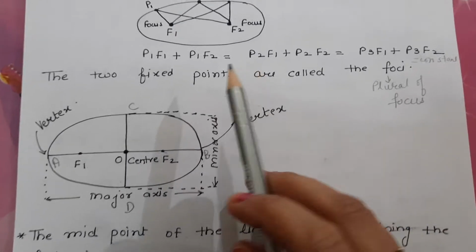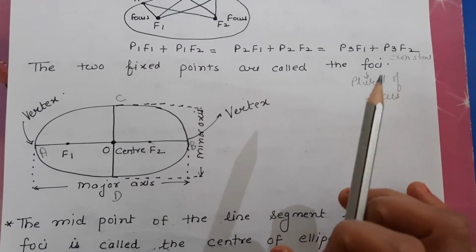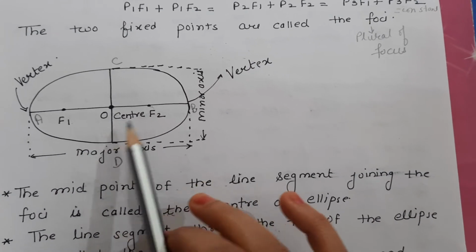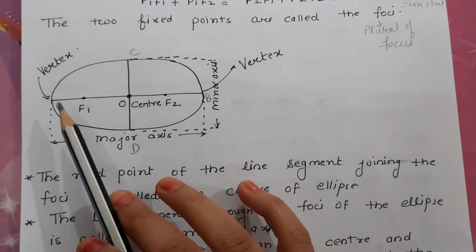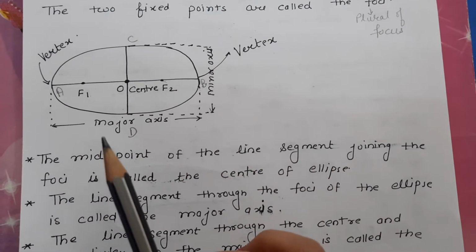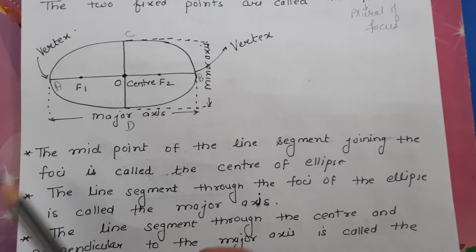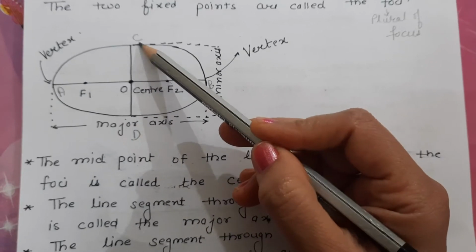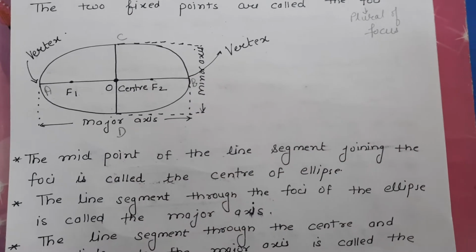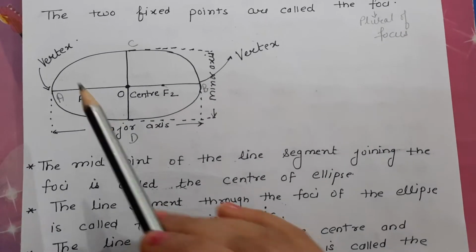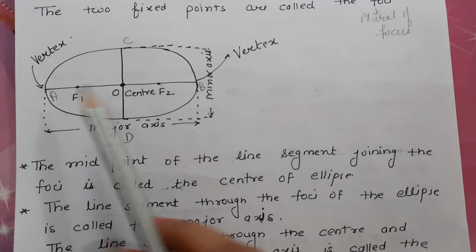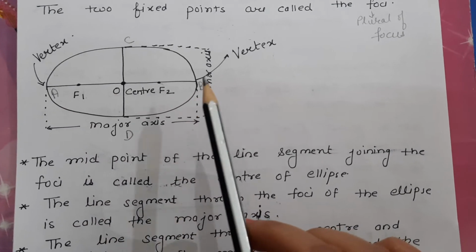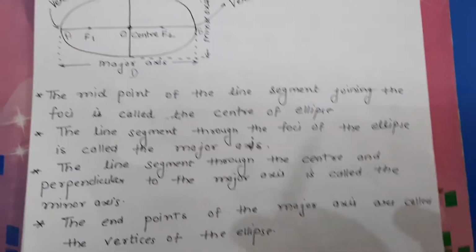So we have taken the fixed points F1 and F2 as the foci of the ellipse. Then the midpoint of the line segment joining these two foci is called the center. Here your center is at (0, 0). The next thing is the line segment through these two foci is called the major axis. Here AB is the major axis. Next, the line through the center and perpendicular to this major axis, CD, is called the minor axis of the ellipse. The end points of this major axis, A and B, are called the vertices. So we have A and B as the vertices of this ellipse.